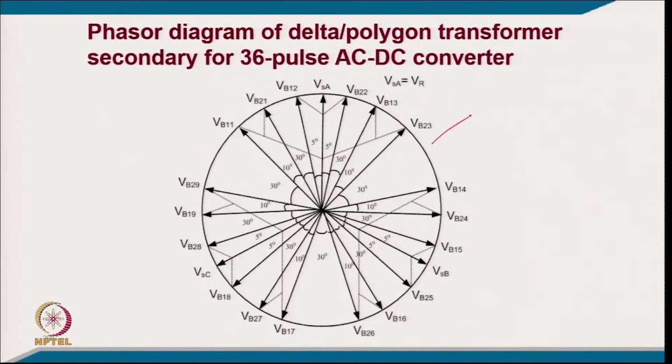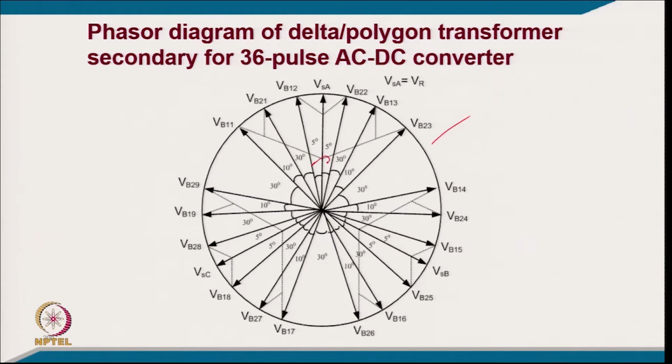And this is the phasor diagram, where all the points should be on the same circle to give the same RMS voltage on the secondary side, but you are able to get the phase shift corresponding to plus minus 5 degrees, that is 10 degree phase staggering, because for 36 pulse you need 360 by 36, so it is 10 degrees.